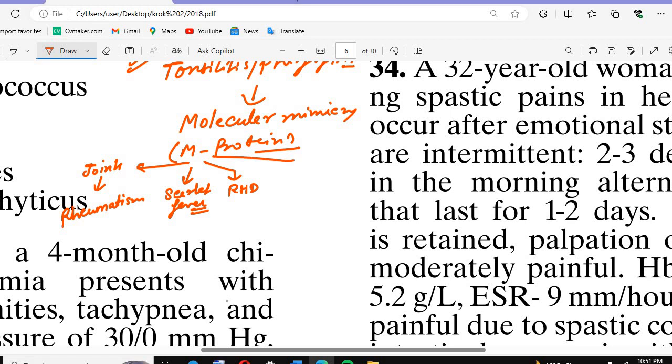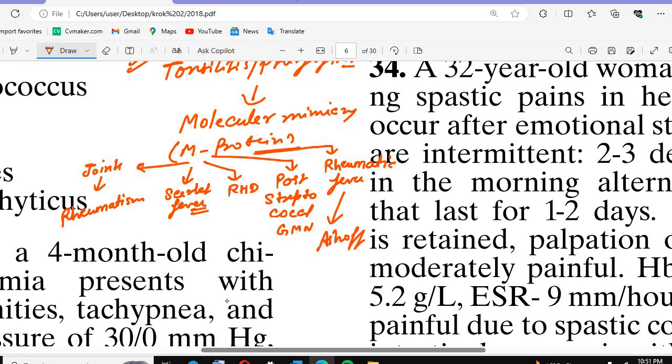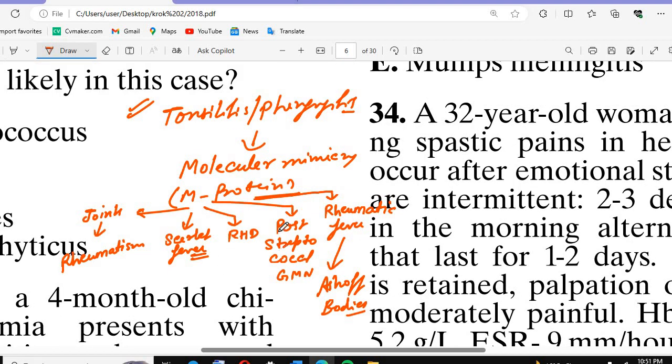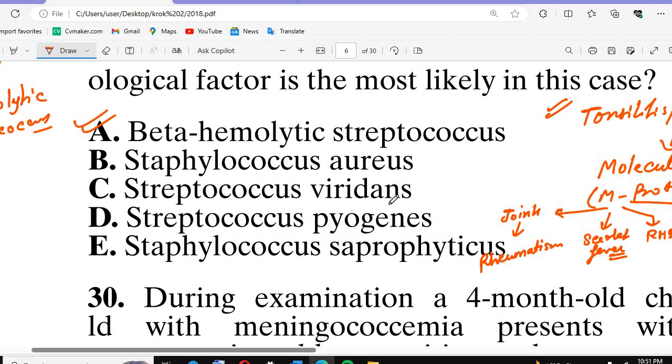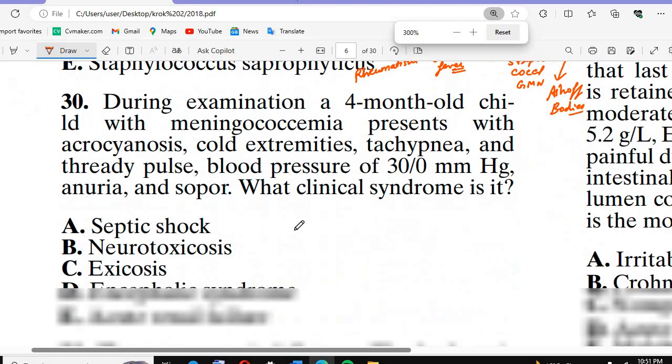And if it is deposited in the kidney, it can cause post-streptococcal glomerulonephritis. Also, which other condition can it cause? Rheumatic fever. And in rheumatic fever, what we discussed, it contains which bodies? Aschoff bodies will be seen in rheumatic fever. Okay, so you need to remember. Tonsillitis and pharyngitis are all caused by the beta hemolytic streptococcus. This is the easiest question that you have.